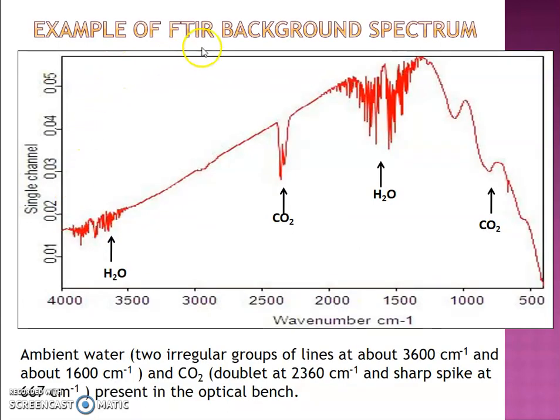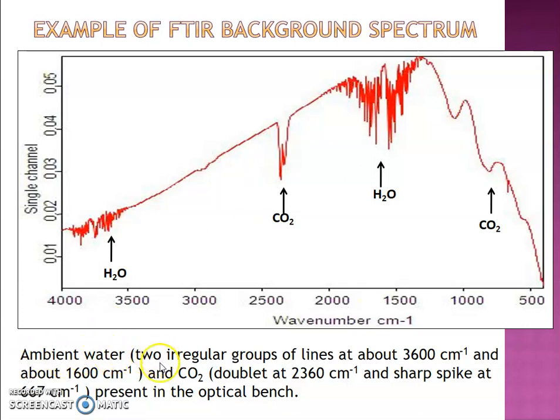Okay, this is example of background spectrum. Kalau kita buat background scanning tadi, kalau kita dapat spektrum macam ni, mesti sebiji sama macam ni, means that the instrument is okay. Kalau tak dapat macam ni, maksudnya there is something wrong with the instrument. Okay, instrument kena calibrate ataupun kena repair ataupun kena undergo some maintenance.